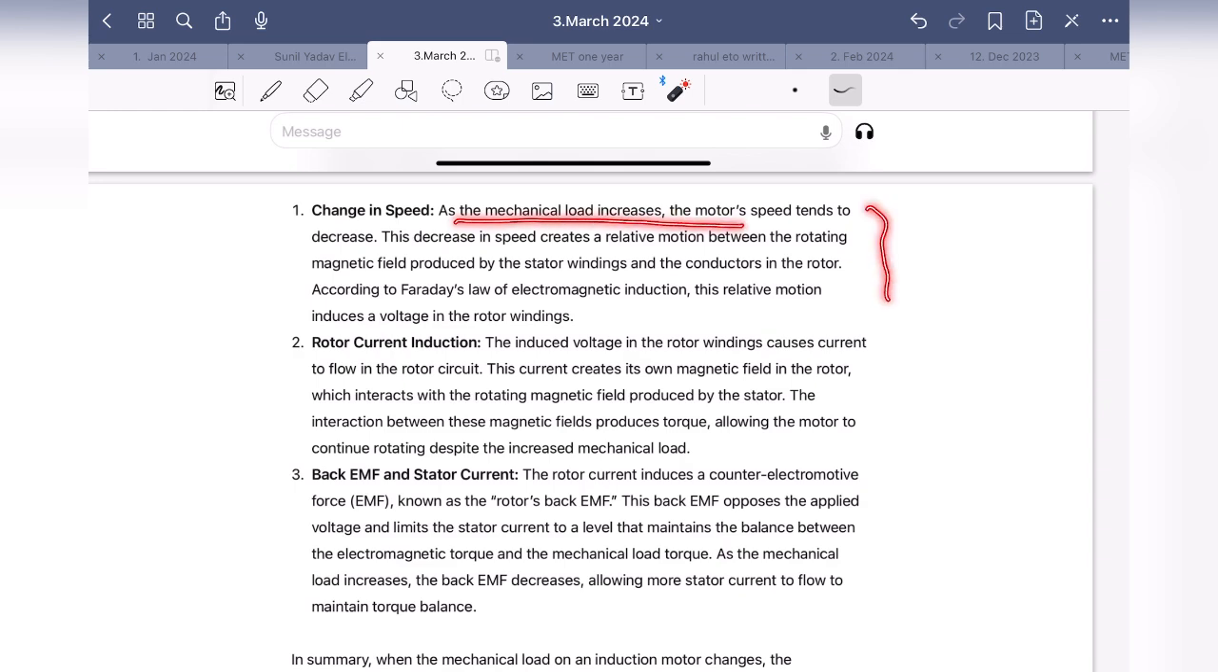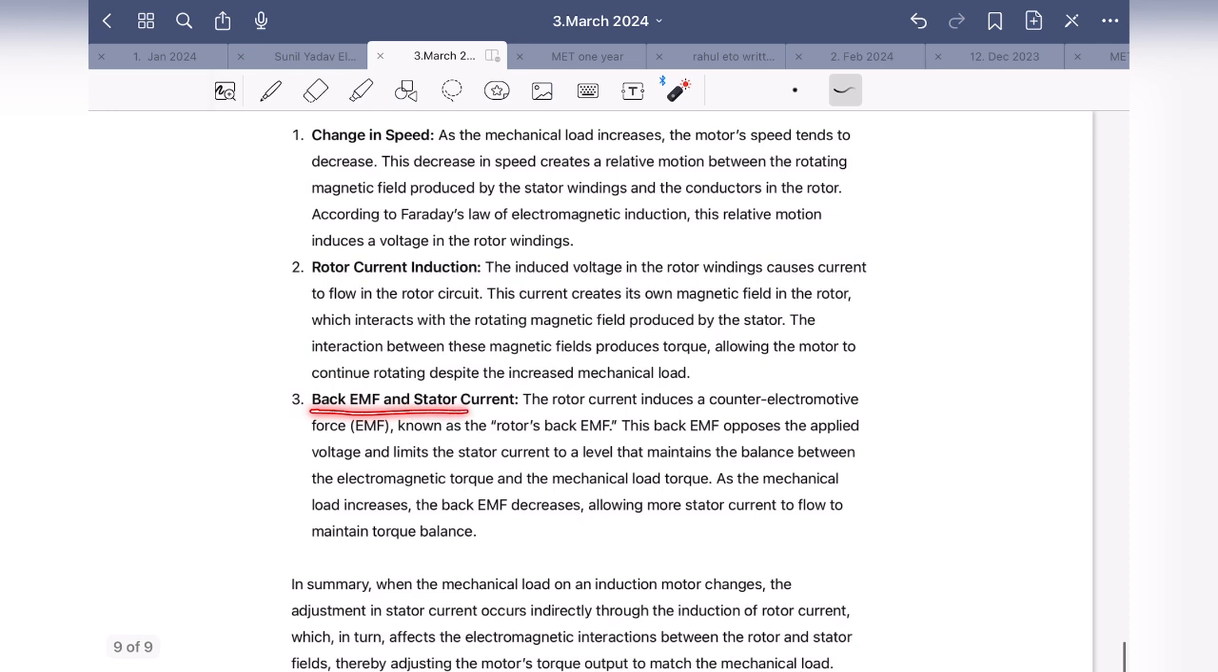This part is already explained earlier. Rotor current also already explained earlier. Back EMF and stator current.